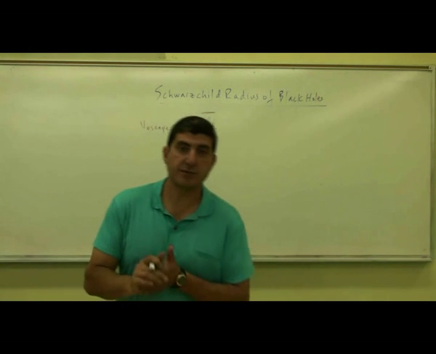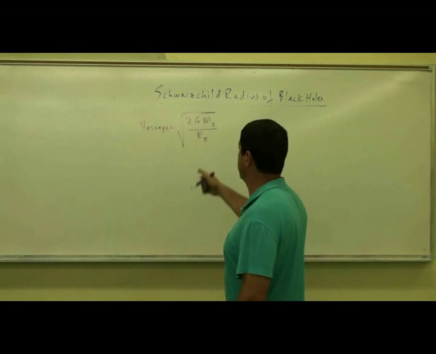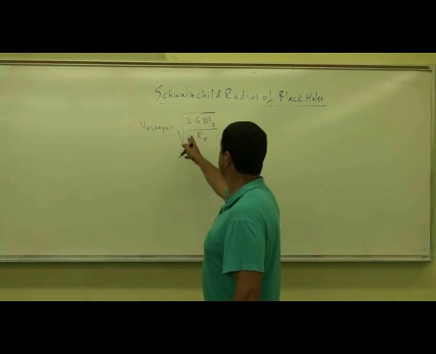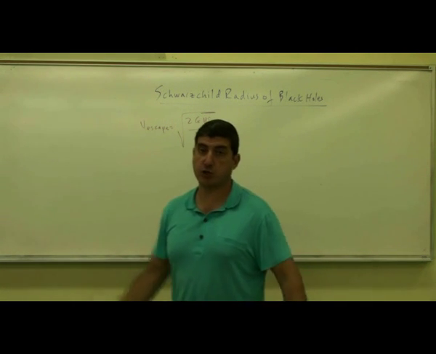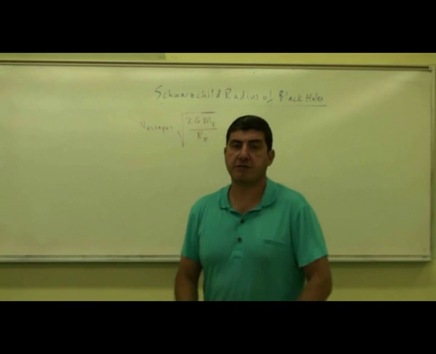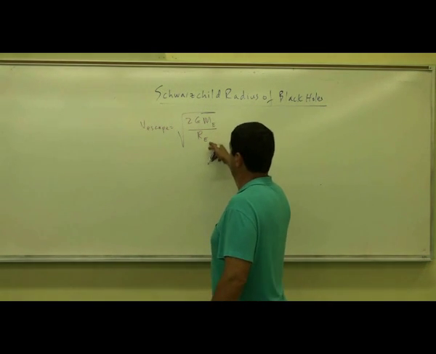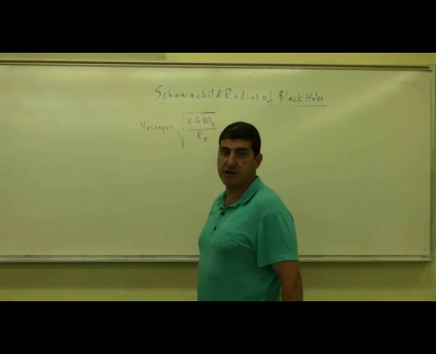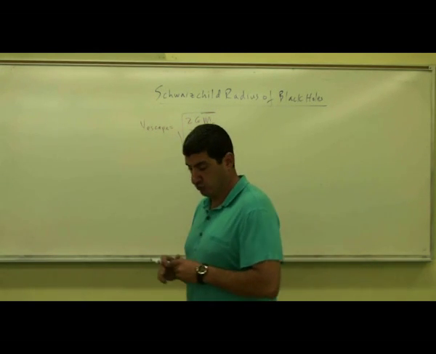Okay, now we're going to talk a little bit about the Schwarzschild radius of a black hole. In a previous video, I showed that the escape velocity from a planet is equal to the square root of 2GM, the mass of the planet, over the radius of the planet. So if we wanted to find the escape velocity from the Earth, we would use the mass of the Earth over the radius of the Earth. If we wanted to do another planet, we could use the mass of that planet divided by the radius of that planet. So now, how do we apply this to black holes?